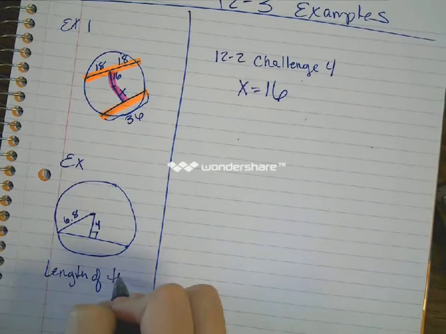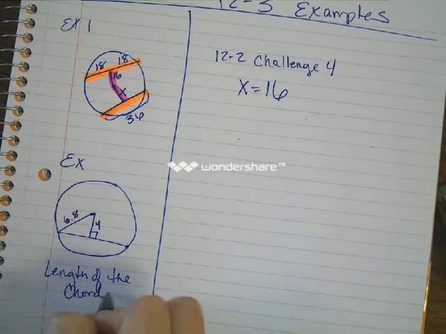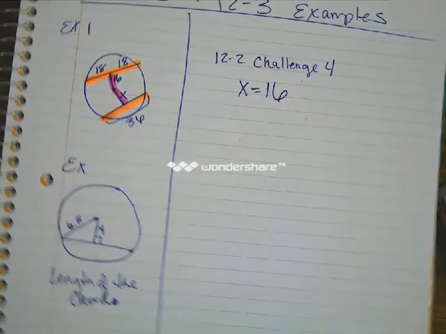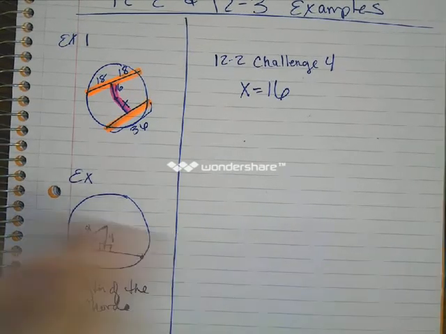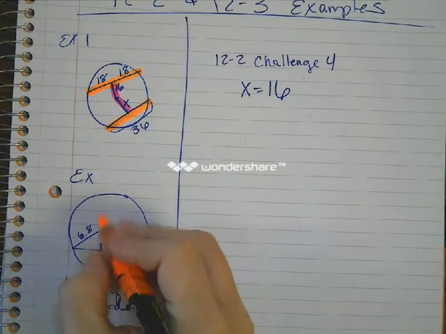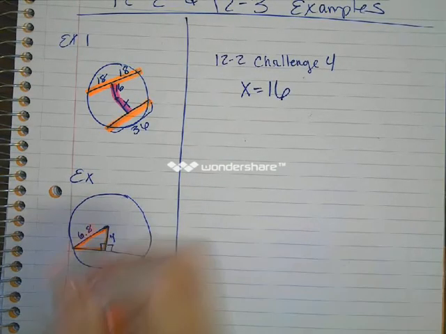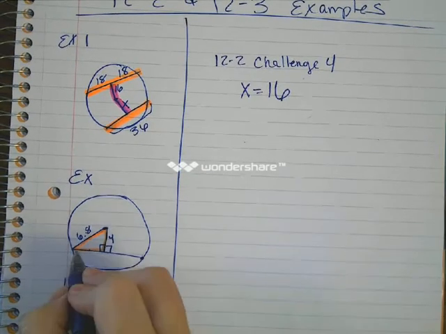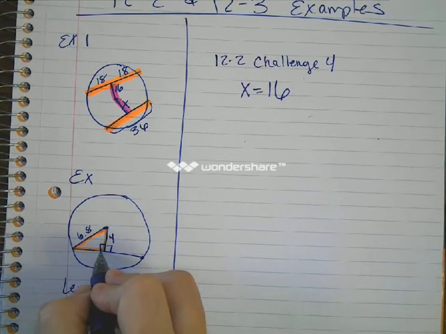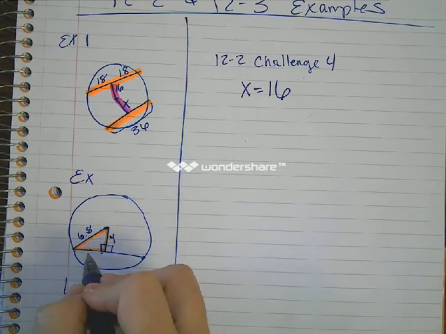Now, they're already telling you that this is a 90-degree angle. And we have a right triangle. 6.8 is your hypotenuse. So we can do the Pythagorean theorem to find this length right here, and we'll call this x. So it's x squared plus 4 squared equals 6.8 squared.